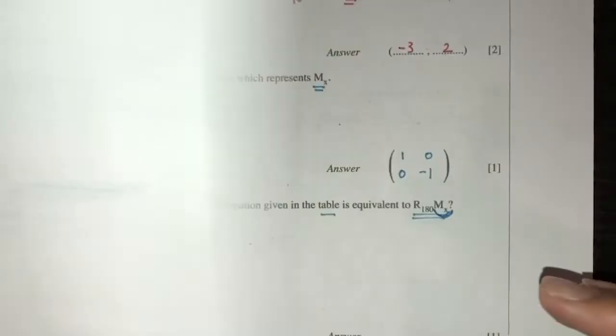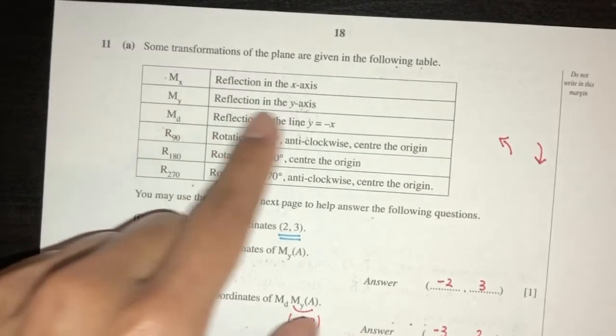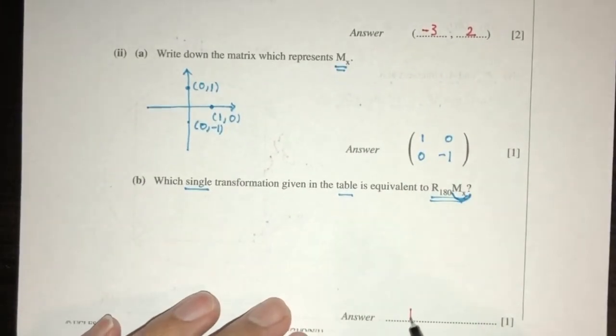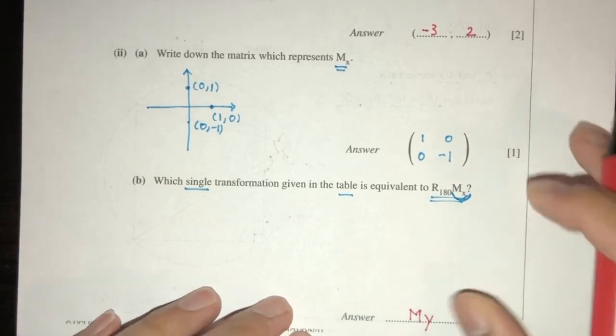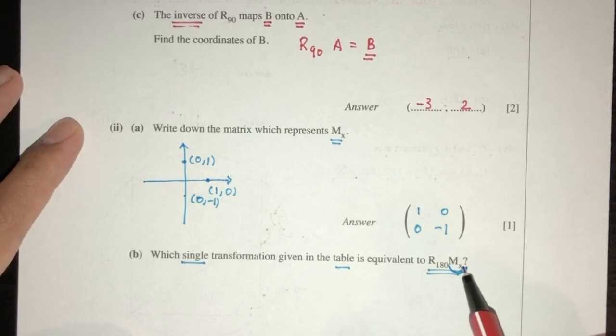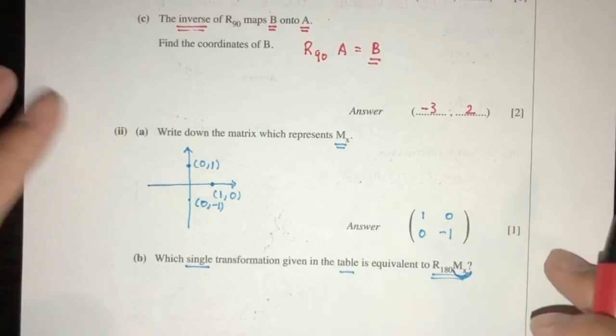So let's write this down. It could be reflection in the y-axis, that will be MY. So this was equivalent to MY. So just to recap, first what happened was a reflection in your x-axis, followed by a rotation of 180 degrees.